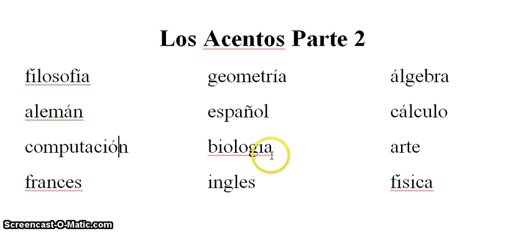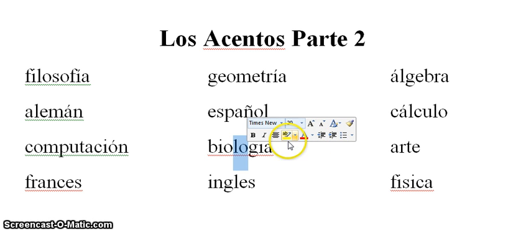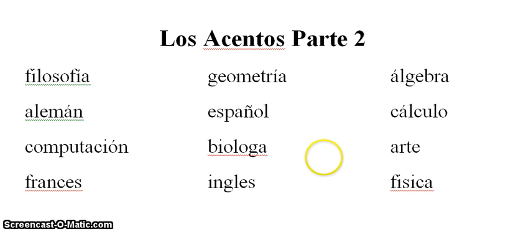Next one, biología. Remember what we said. This should be one syllable. Ends in a vowel. Emphasis should be here in this area. But we don't say it that way, or do you? It's definitely biología. So you want an accent mark there. You're dividing up that IA again.